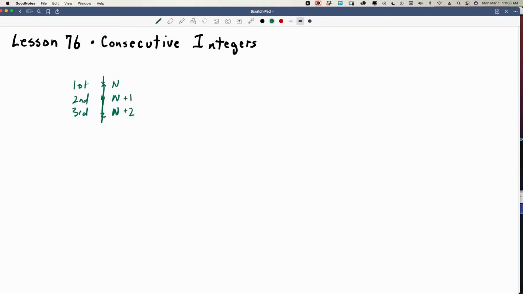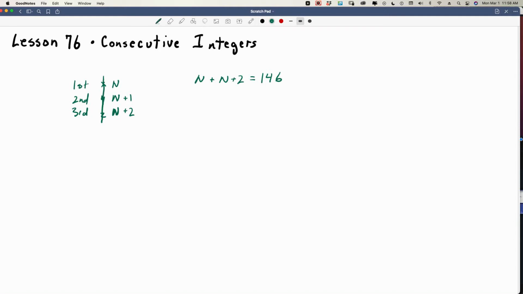So this says to find 3 consecutive integers such that, and here's where you have to pay attention, such that the sum of the first and the third is 146. So the sum of the first and the third, so that's going to be the first one plus the third one, is 146.